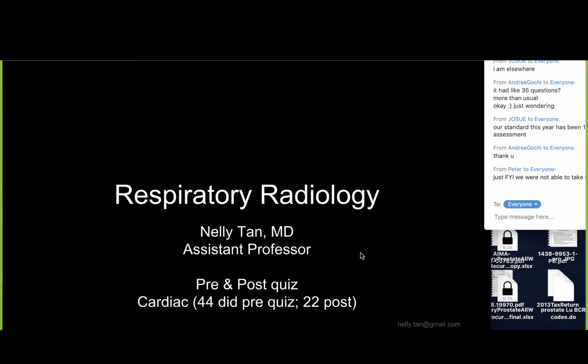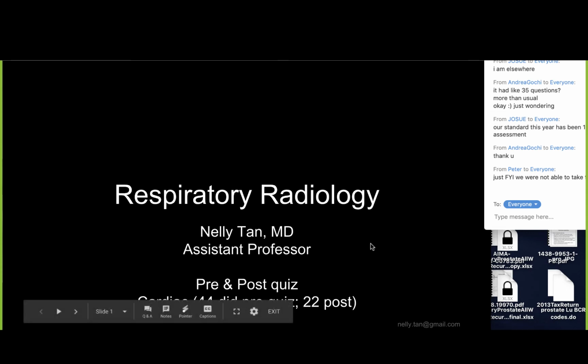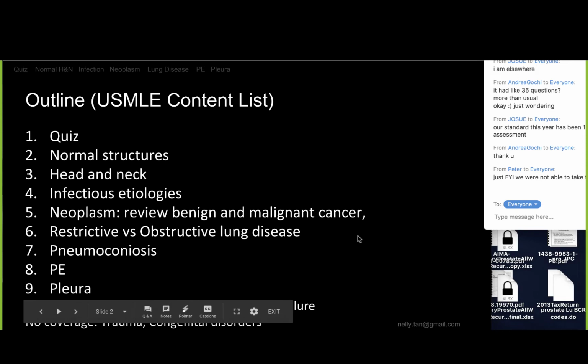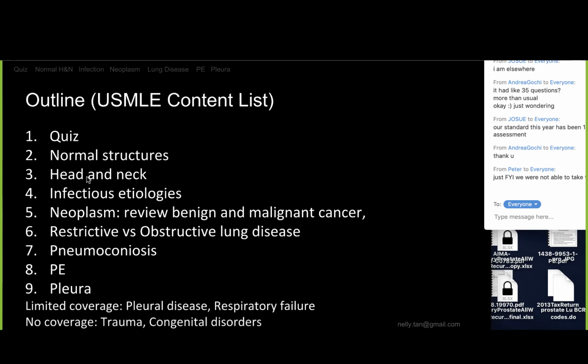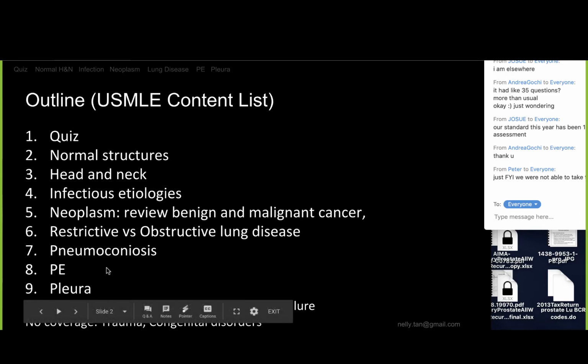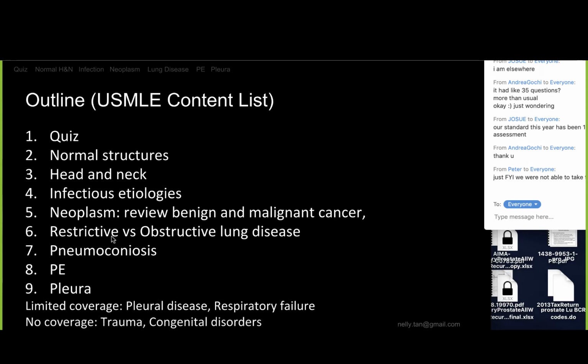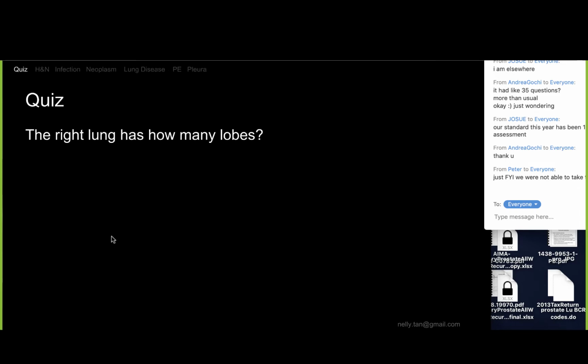Okay, so we'll go ahead and start with the respiratory or chest radiology. This is following the USMLE content list. We're going to start off with a quiz, which is different from the quiz you have, and then review normal structures, head and neck, infection, neoplasm, various lung diseases, pneumoconiosis, pulmonary emboli, pleura. There's going to be limited coverage of pleural disease and respiratory failure, and no coverage of trauma and congenital disorder. Just can't fit it into one lecture.